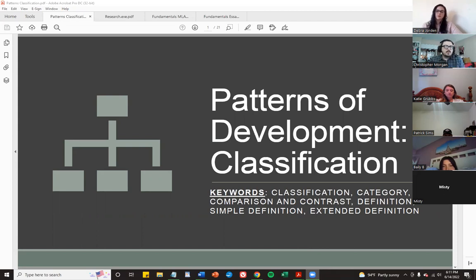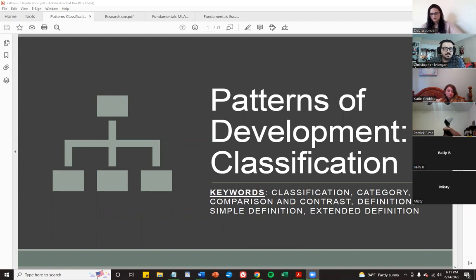So the main ideas that we're going to talk about under classification: what is classification? What is a category? We're going to talk a little bit about compare and contrast as a way of developing content, a really useful way. Almost everything you can develop as a method of comparison and contrast.